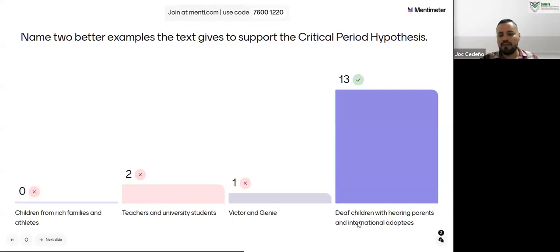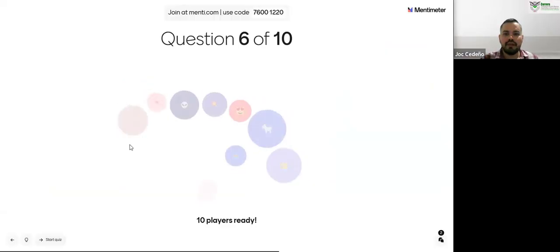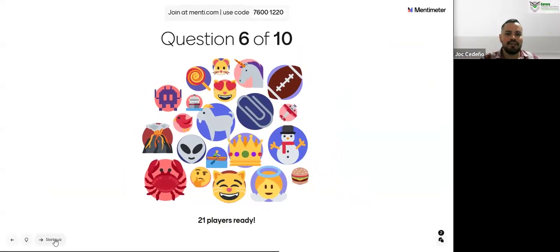And it is giving another example here with deaf children with hearing parents. That is because the child adapts to their parents' situation or vice versa. That was an example of the critical period hypothesis. Let's go to question number 6.